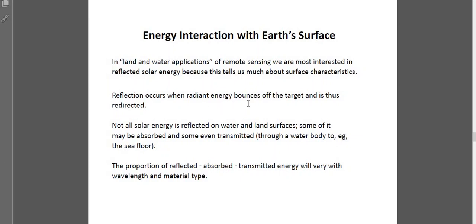So reflection occurs when radiant energy bounces off the target and is thus redirected. Not all solar energy is reflected. All of the solar energy does not get reflected, but there is some energy which is transmitted to that body and so on.